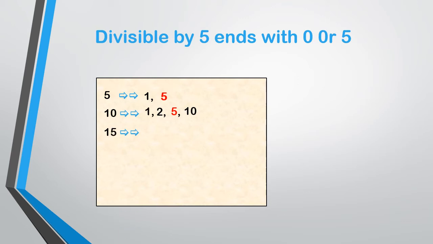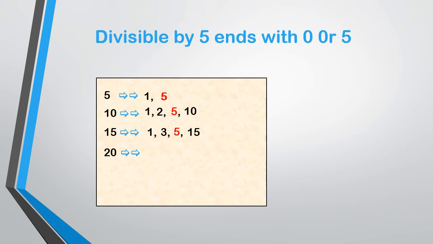15. 15 comes in one table. Okay. In 2 table? No. Then 3 table? Yes. 3 5s are 15. Then 4 table no. 5 table, 5 3s are 15. So 5. 6 table, 7, 8, no. So then 15 comes in 15 table.